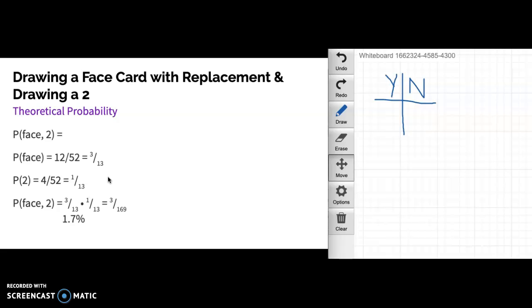Okay, so we're going to do the experiment. Again, when it says with replacement, this means that we are going to draw a card from the deck and look at it to see if it is a face card. Then we are going to put it back in the deck of cards and then draw another one to see if it is a 2.